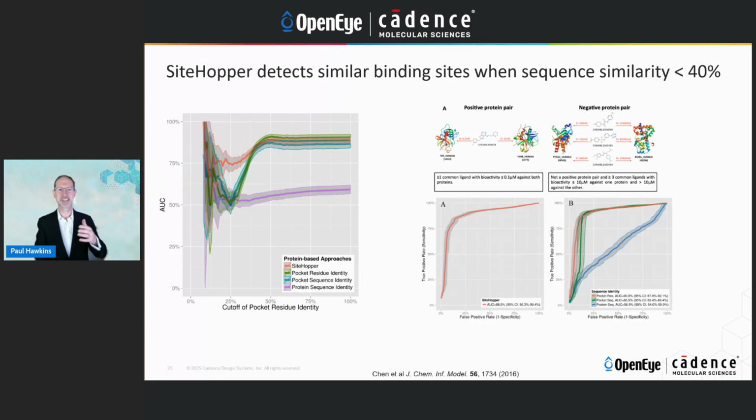As we see, as the sequence declines in similarity, the sequence-dependent methods become much, much less effective, but the performance of SiteHopper is much less affected. So we see the red line there substantially above the others when we get to a sequence similarity of around 35 to 40%. So at low sequence similarity, as we'd expect, the 3D method significantly outperforms traditional, if you like, graph methods based simply on sequence comparison.